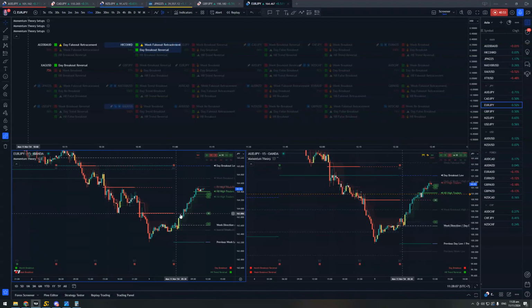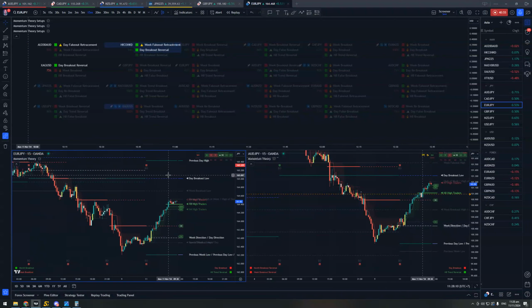No setups yet. Flip that H8 breakout level below. So mixed bias on EJ. Below the day breakout level, below the week breakout level. Flip the H8. Kind of mixed bias. So nothing here.